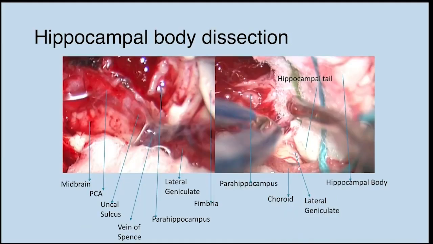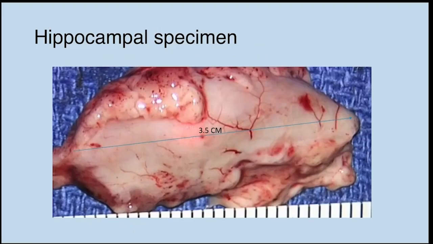The next step is the dissection of the hippocampal body. In the right-hand image, one can see that the sucker is holding the body of the hippocampus up and stretching it to assist in the dissection. Also visible in these images is the lateral geniculate nucleus. Finally, after the resection, the hippocampus is removed en bloc, and the specimen can be seen here.